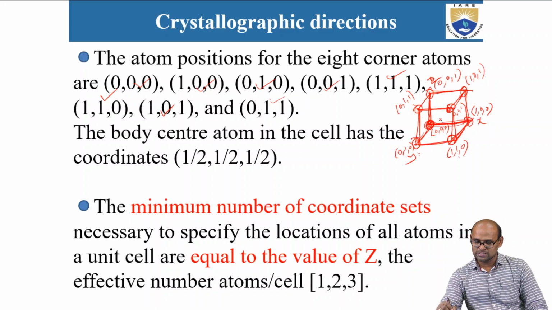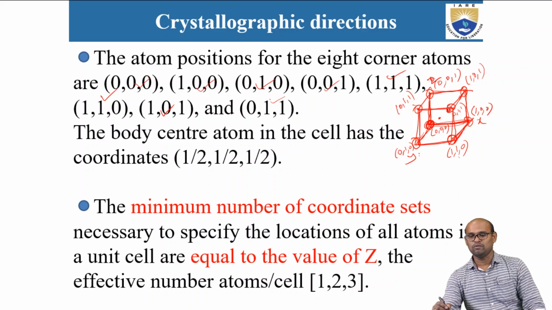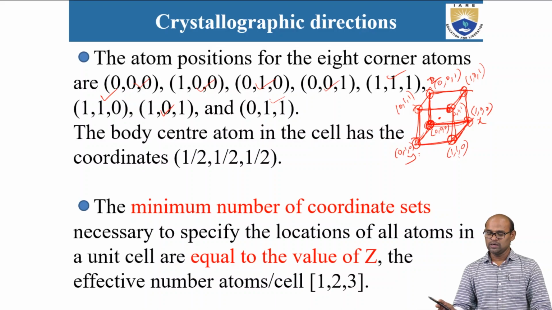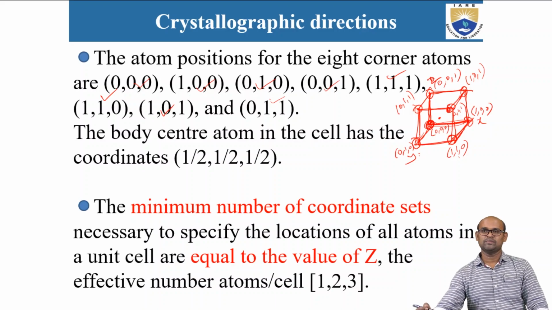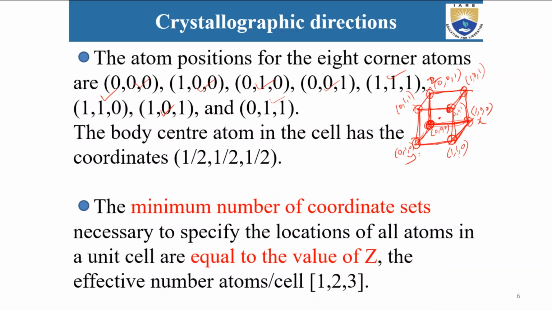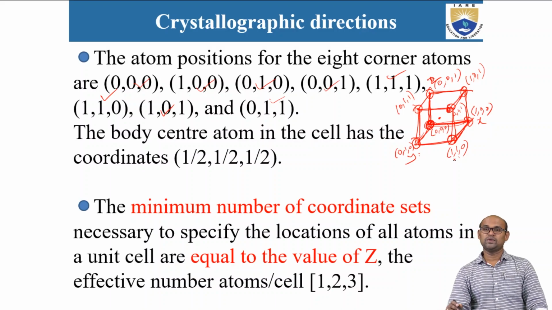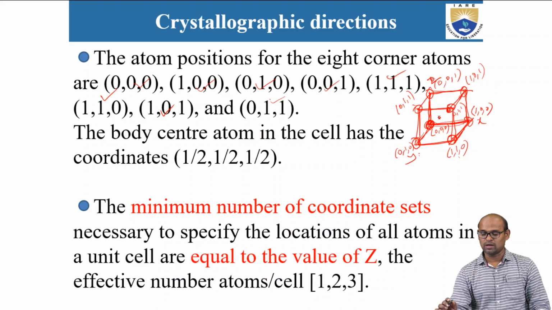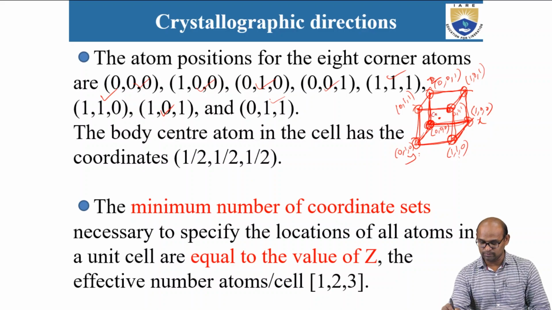Okay, so if you take the body center atom, that will be 1 by 2 comma 1 by 2 comma 1 by 2, because it is half of the length along the x, y, z directions. Because we have taken unit axial length, a equal to b equal to c equal to 1. The body centered atom is in the middle, so a is 1 by 2, b is 1 by 2, and c is 1 by 2. So p is 1 by 2, q is 1 by 2, and r is 1 by 2. So the body center atom is 1 by 2 comma 1 by 2 comma 1 by 2. That is what is given here.